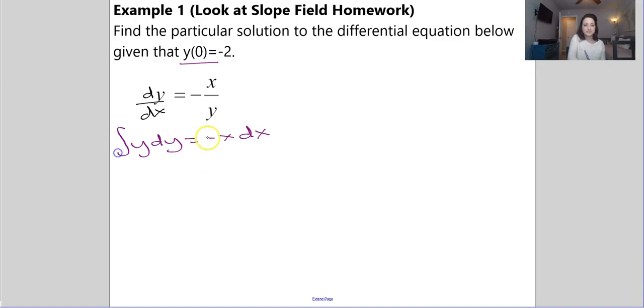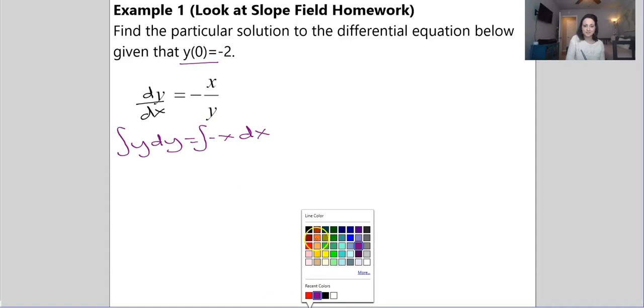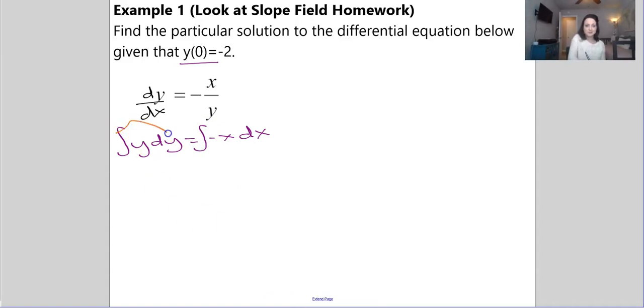Step 2 is integrate both sides. Now look at this. You've got this nice house, right? Integral and dy means find all antiderivatives of y.